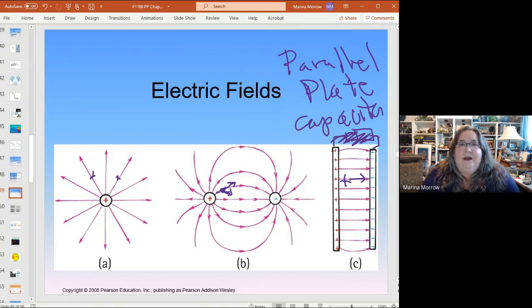Now, of course, if you put in a negative charge there, negatives are going to be repelled from the negative plate and attracted to the positive plate. So they would go the opposite direction. So the electric field is defined in terms of the positive charge, but a negative charge will just go the opposite direction if it's in that field.